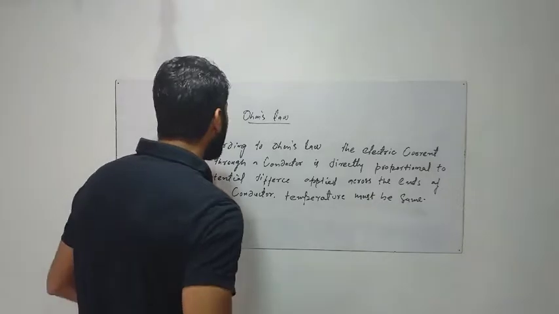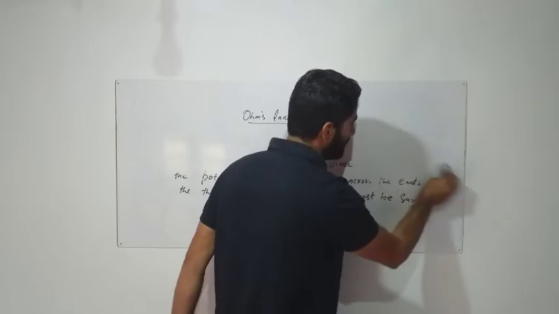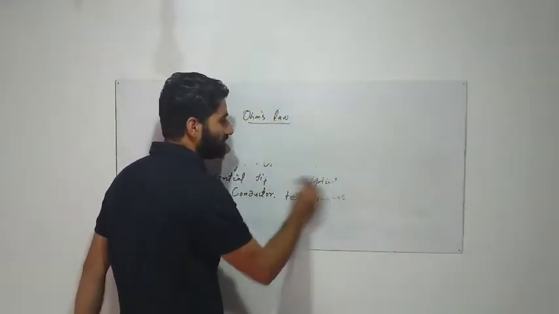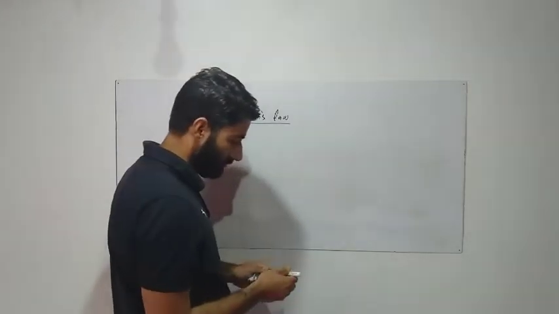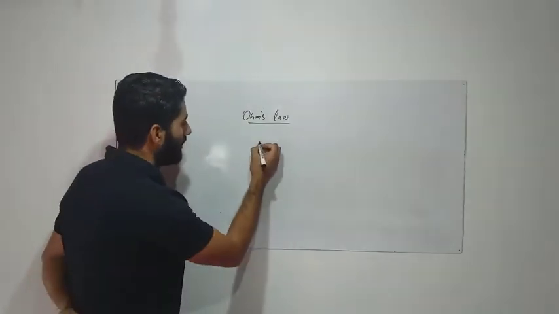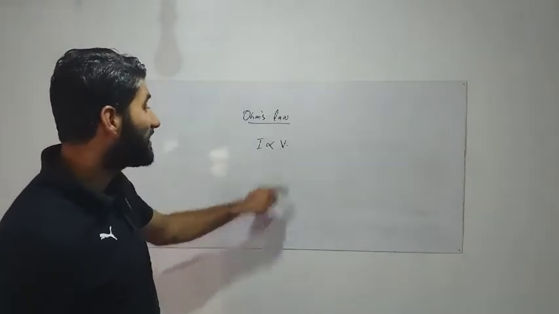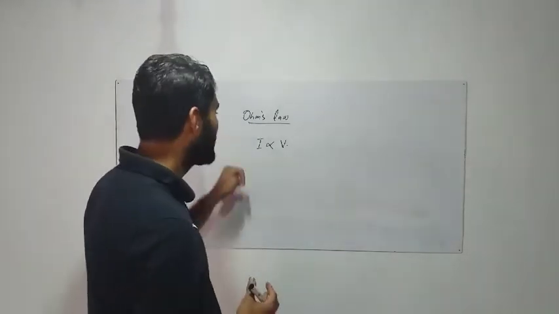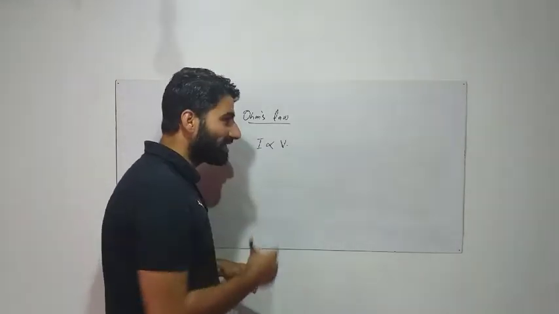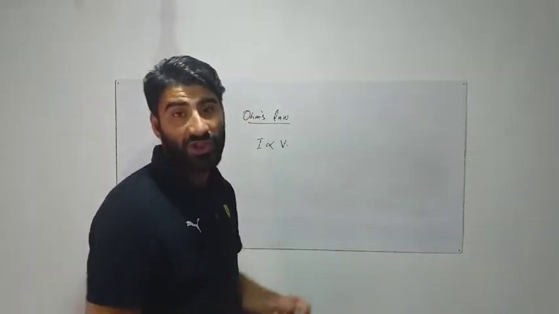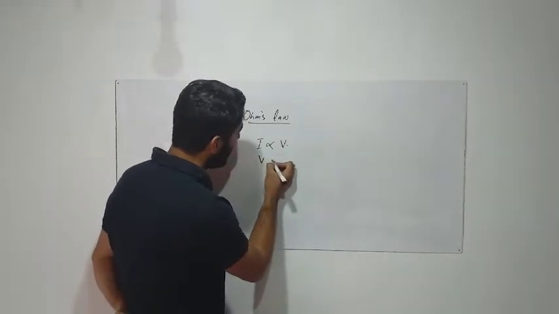So from this law we can write this in a mathematical form, that is, I is proportional to V, and we know that V is our potential difference and I is our electric current. So there is a proportionality. These two are directly proportional to each other according to Ohm's law. So we can also write V is proportional to I.